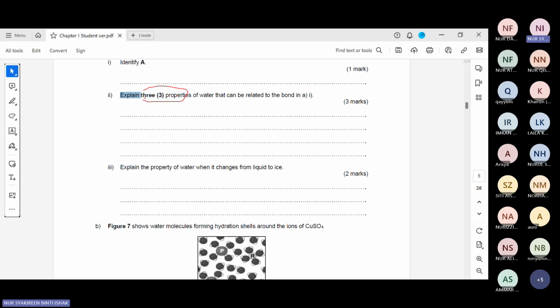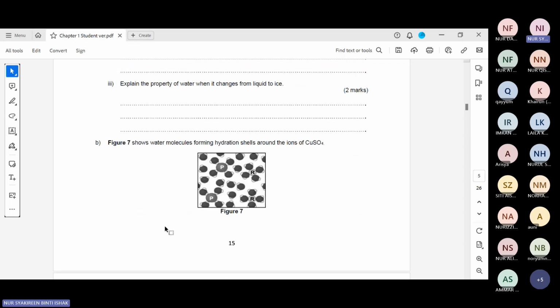Okay? Boleh? Boleh. Okay. Hexagon tu hexagon lah, bentuk hexagon. Okay, crystal, ice crystal structure pun boleh. Ice crystal structure. Okay, so next question. Figure 7 shows. Any question?